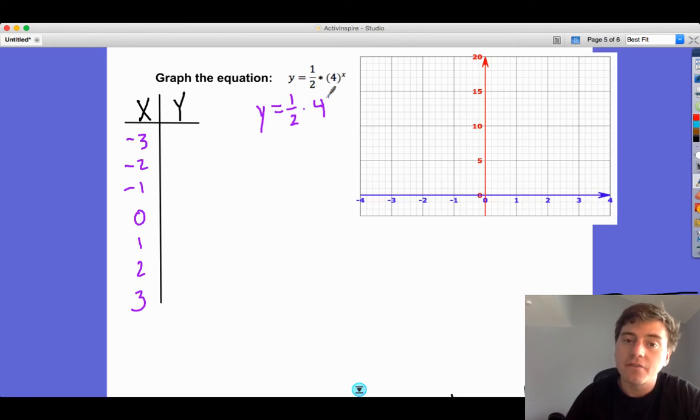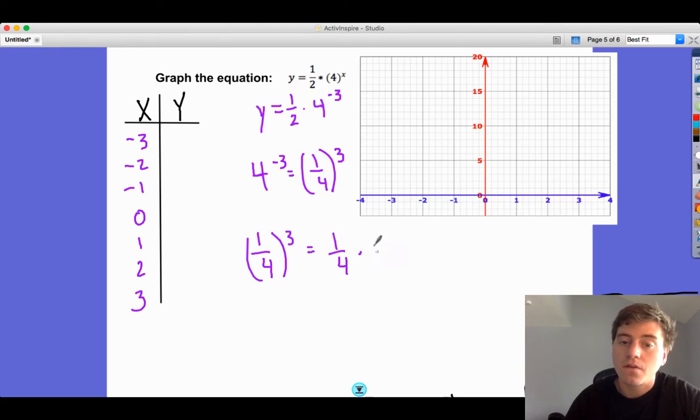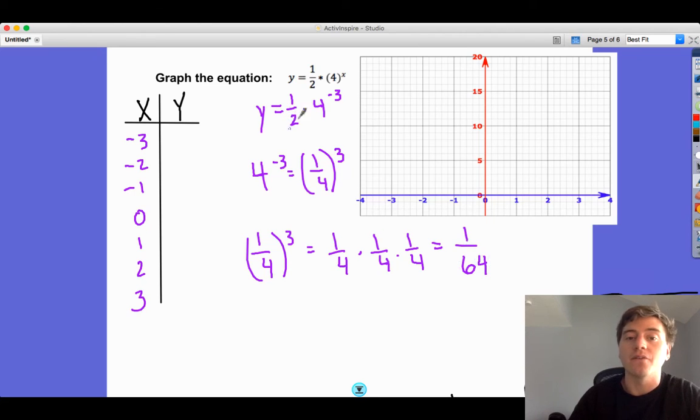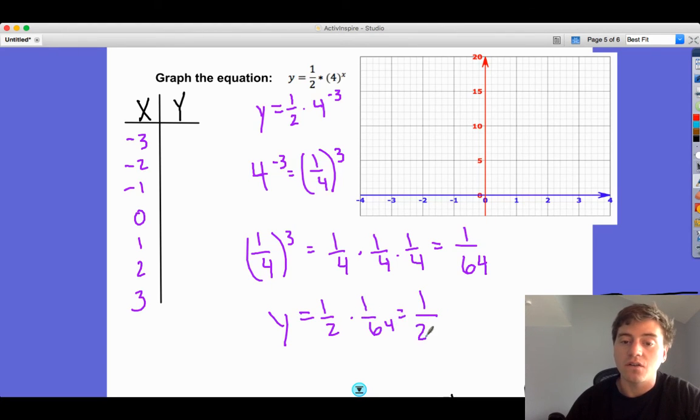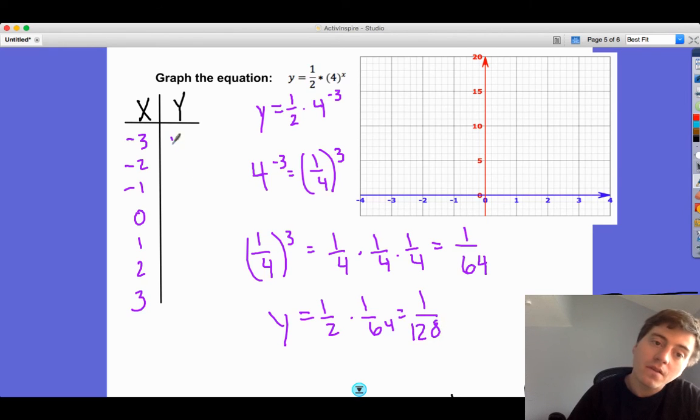If we plug in -3 here for x, we get 4 to the -3. We're going to take the reciprocal of this, so flip it over. It's now 1/4 to the 3rd. Well, 4 times 4 is 16, and 16 times 4 is 64, so that's 1/64th. And then we're going to go back up here and multiply times 1/2, right? So y equals 1/2 times 1/64th, which is 1/128th. So there we are.